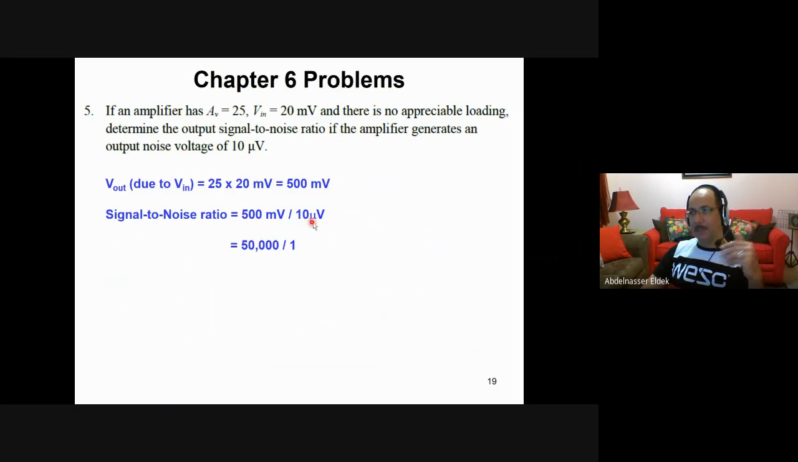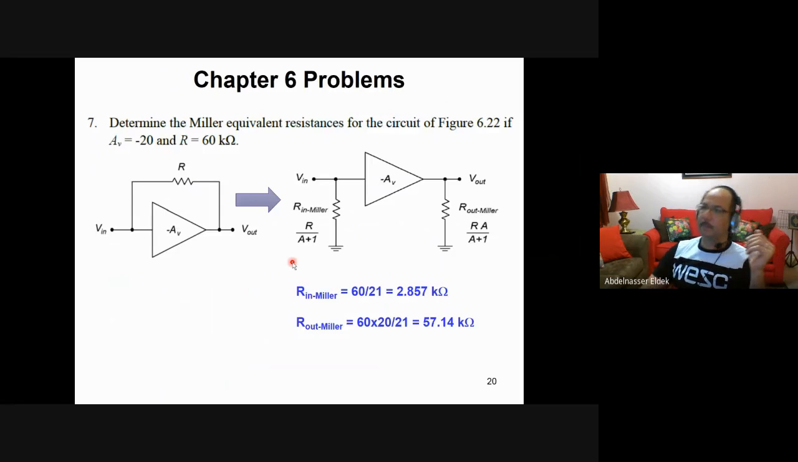Okay, you have to be careful. This is 10 micro and this is milli. Then what is this ratio? It is 50,000 to 1. Of course, this means very high. This means that you have a very good amplifier, with a very high signal to noise ratio.